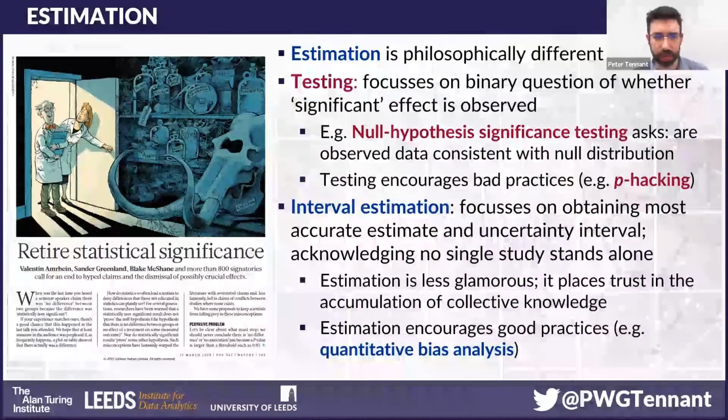So estimation, which I think a lot of people encourage to be a key part of causal inference, is quite different. It's focused on obtaining merely the most accurate estimate and the most accurate estimate of the uncertainty around that, acknowledging that no single study will ever stand alone.